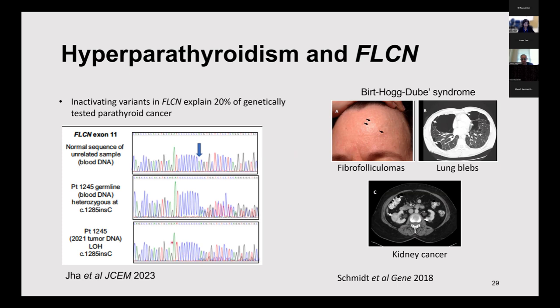And you can see this is the Sanger sequencing on the tumor DNA of this patient. And you can see that there was loss of heterozygosity. I know it's a little bit fuzzy here, but you may be able to appreciate that there's loss of heterozygosity on the tumor DNA, supporting that this is related to the folliculin gene.